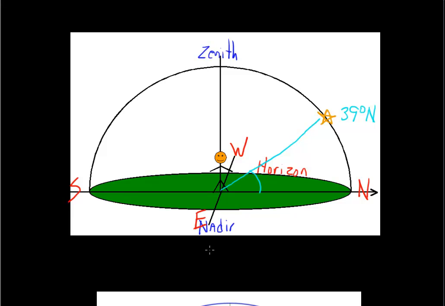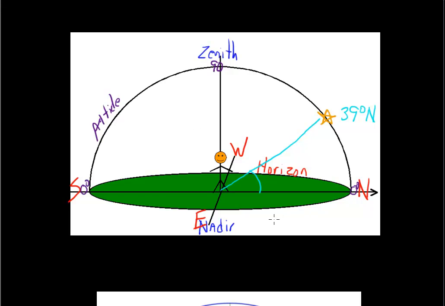When we talk about positioning in the sky, this would be 90 degrees up here. This location would be 0. This location would be 0. So if we go up, this is called altitude. Altitude, going from 0 up to 90.